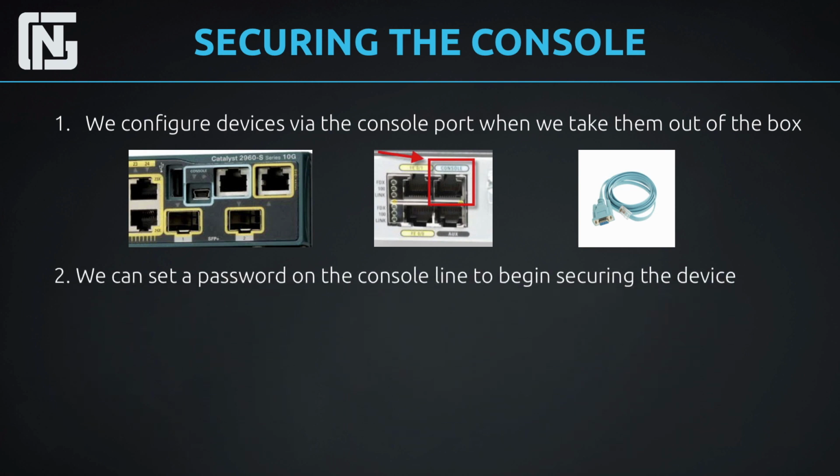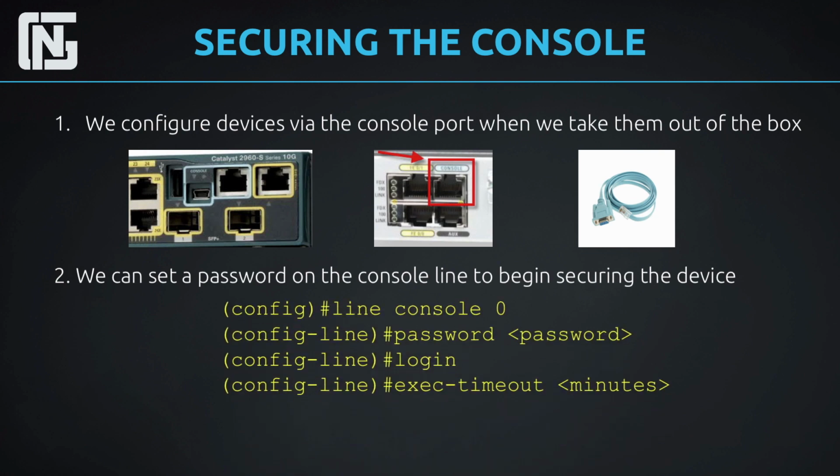All right. So we can set actually a password on the console line to begin securing the device. And this is how we do it. We just go line console 0. We'd type in the word password and whatever password we want. And then we just type login. And actually that makes it so that anytime we try to log into the console line, it's going to ask us for a password. We also have this exec timeout.